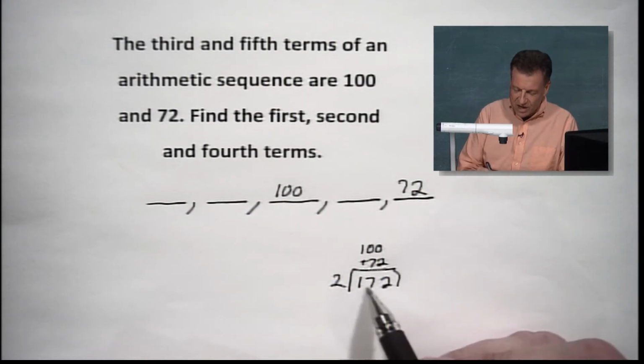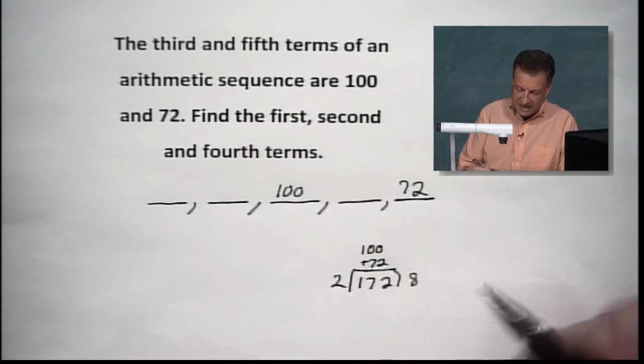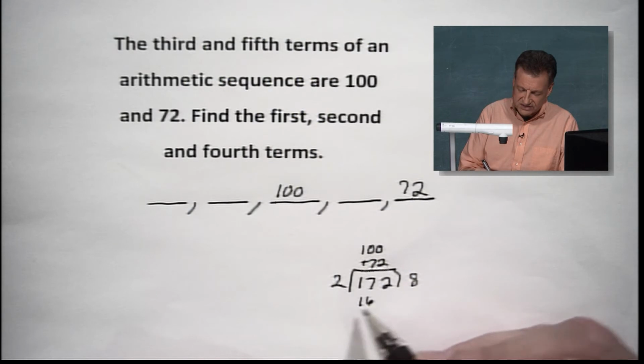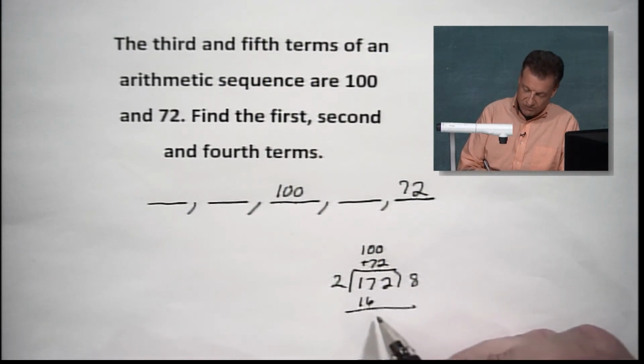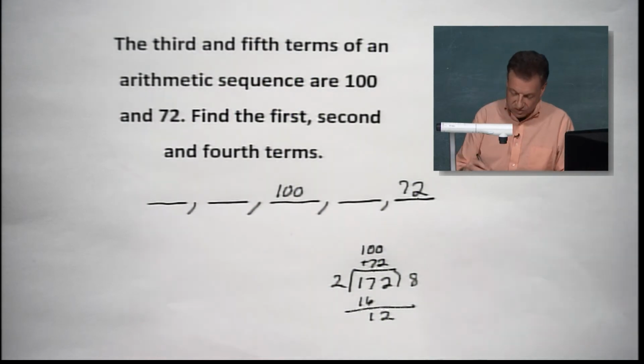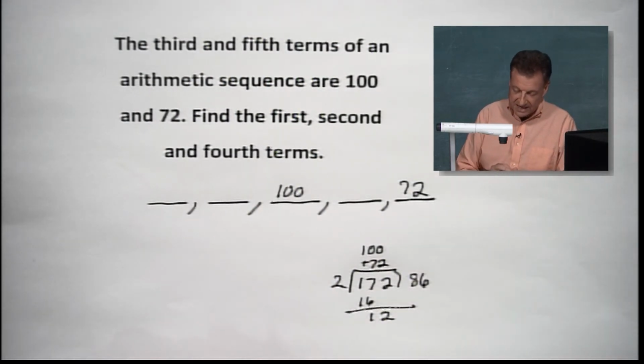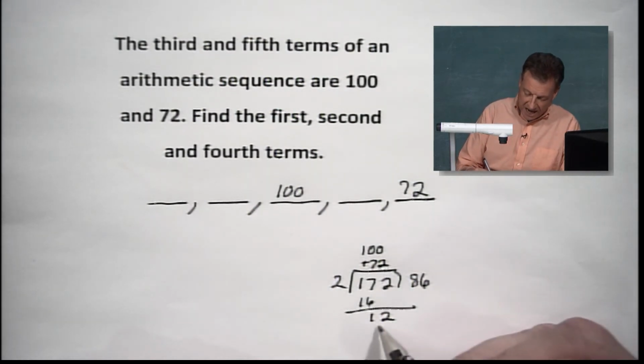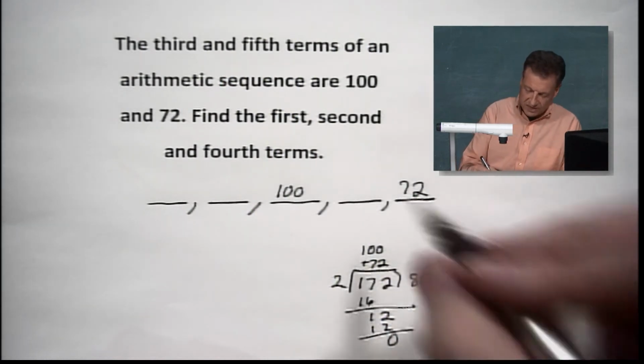Let's see. 2 goes into 17 eight times, and 8 times 2 gives us 16. Do a quick subtraction before I run off the page. There it is. 2 goes into 12 six times. It's going to give us 86, and nothing left over. So let's go with 86.